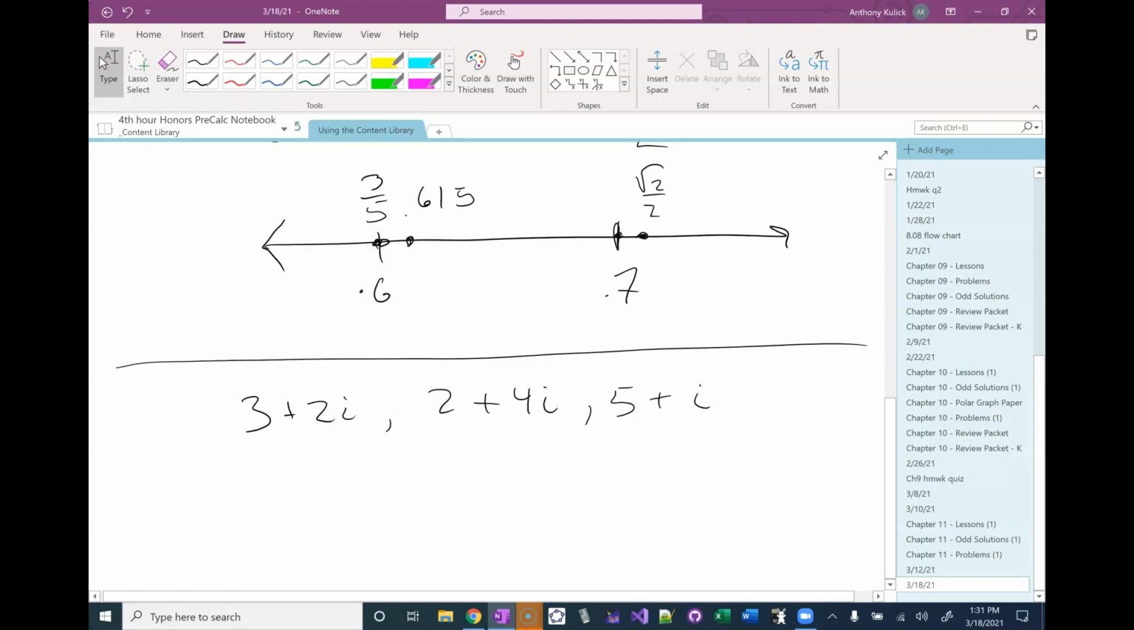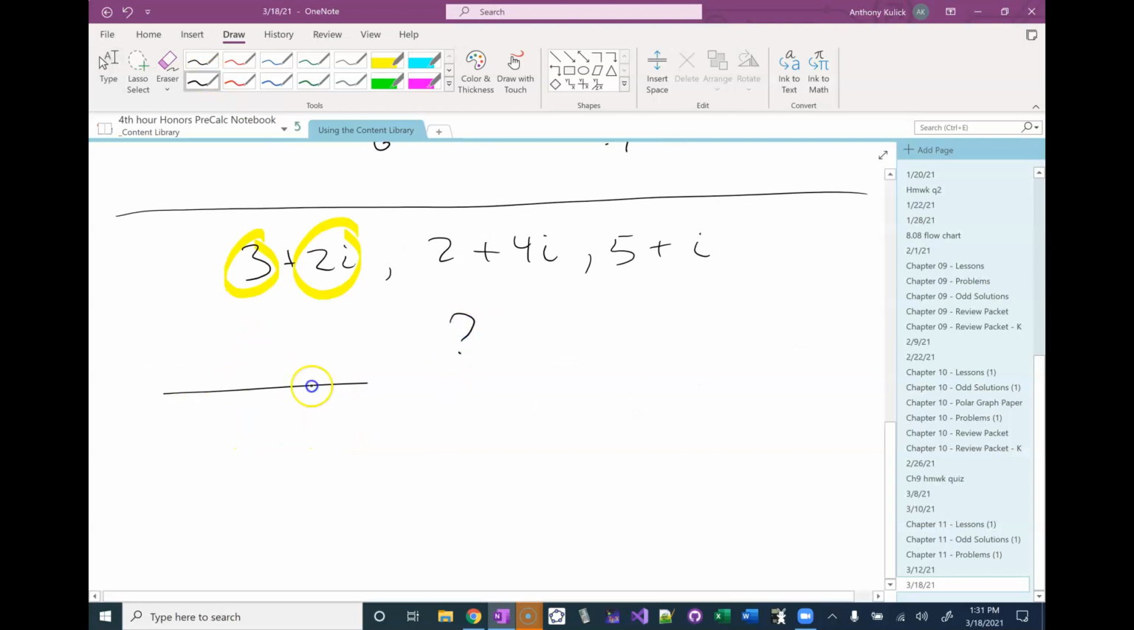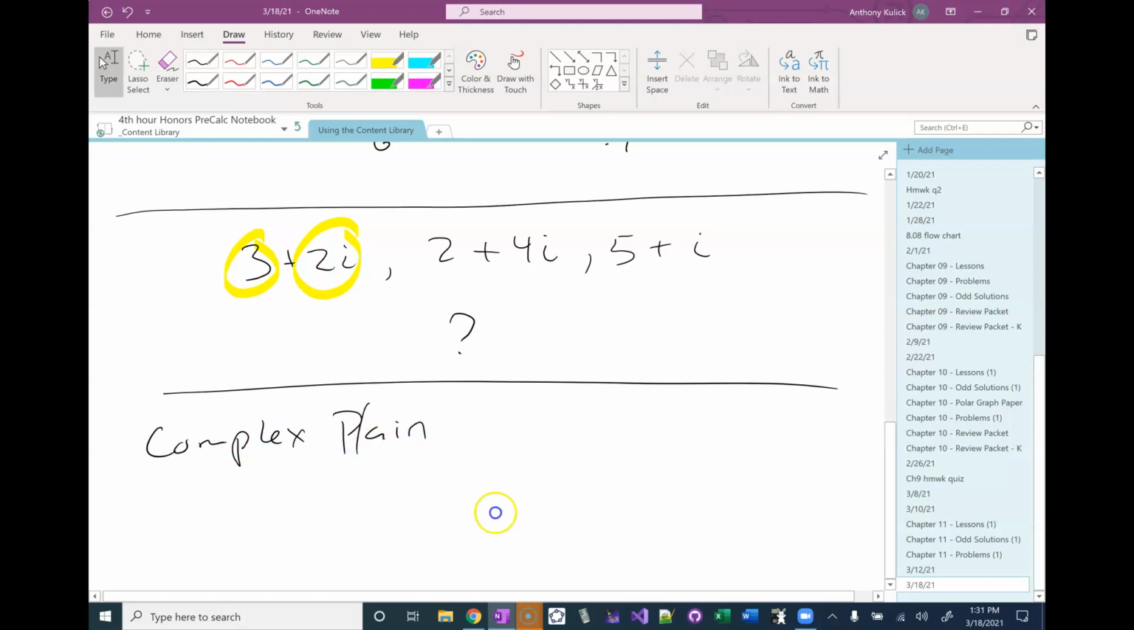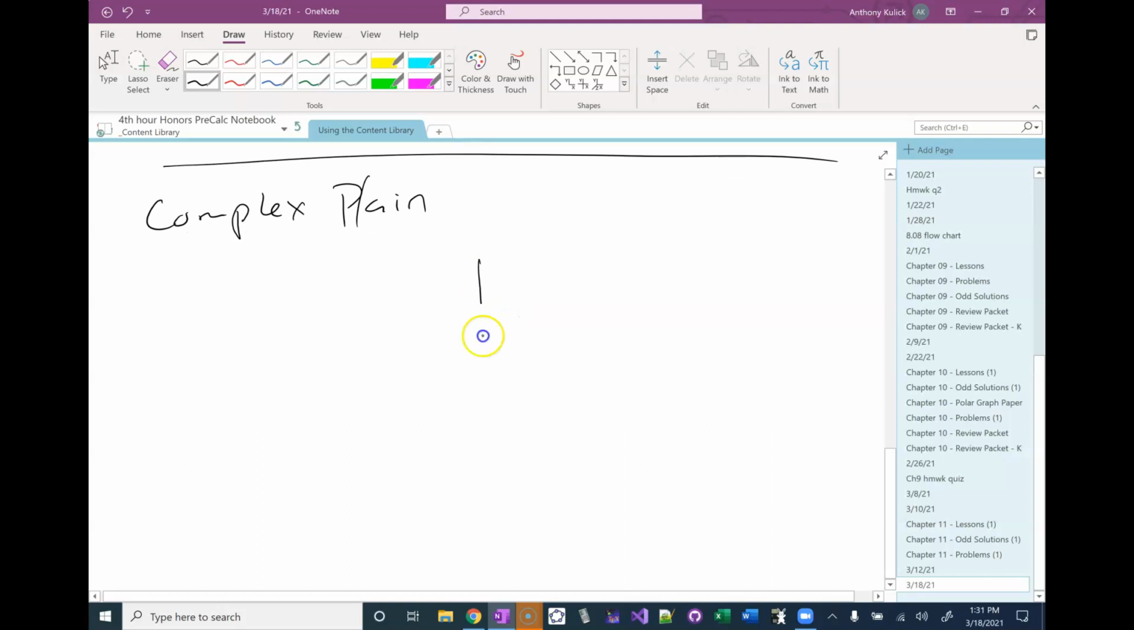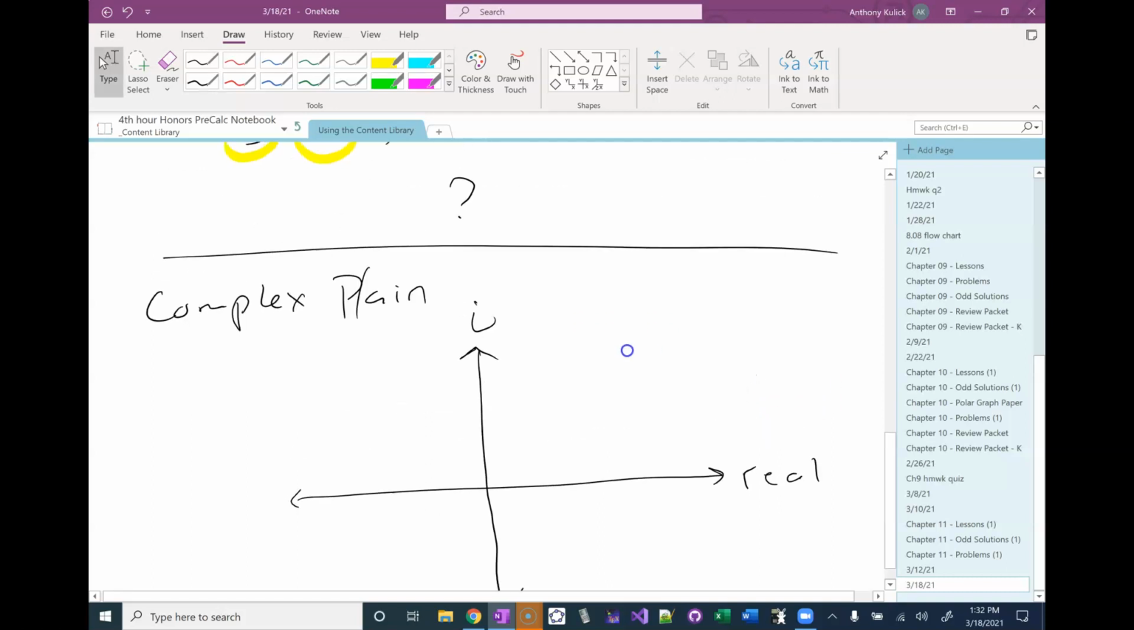Although we'd like to still have some graphical representation of them, because the complex numbers have two parts, a real part and an imaginary part. We're going to need a two-dimensional number line to represent them. We call that two-dimensional line the complex plane. So we'll draw a two-dimensional axis. The vertical axis we call the imaginary axis, and the horizontal one we call the real axis.